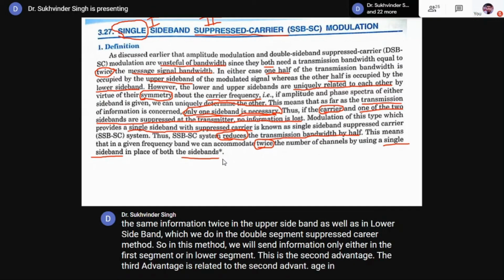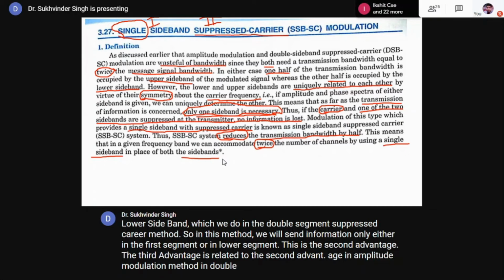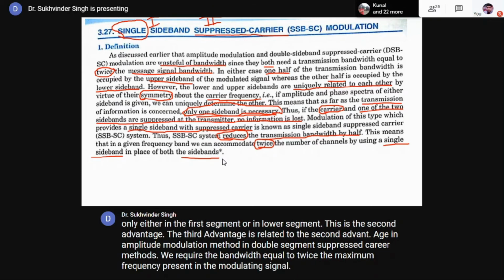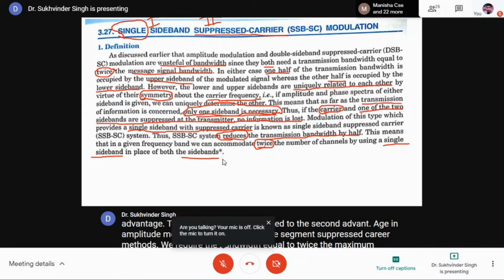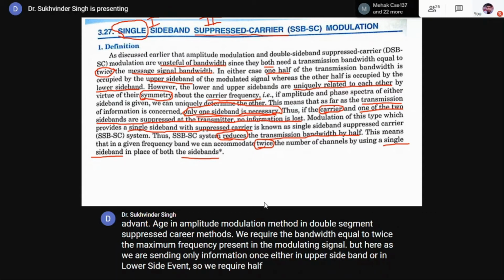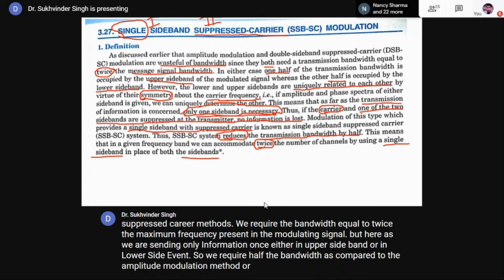In the amplitude modulation method and the double sideband suppressed carrier method, we require a bandwidth equal to twice the maximum frequency present in the modulating signal. But here, as we are sending the information only once, either in the upper sideband or in the lower sideband, we require half the bandwidth as compared to the amplitude modulation method or the double sideband suppressed carrier method.